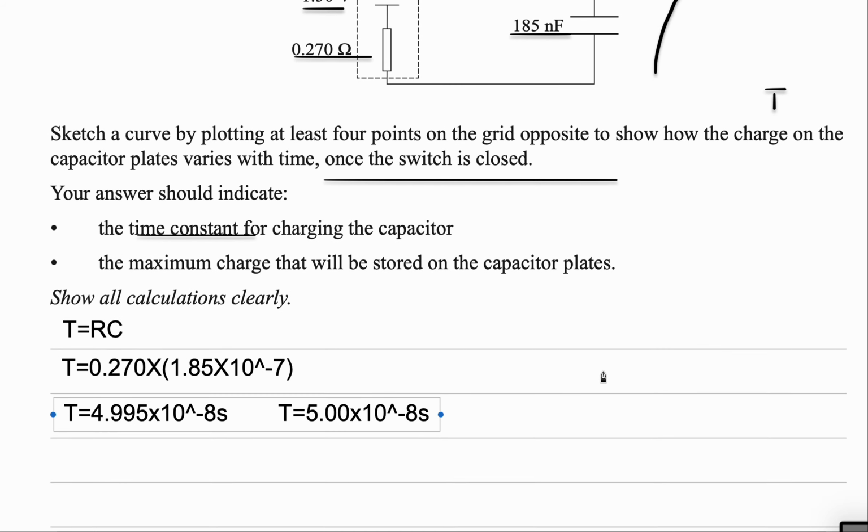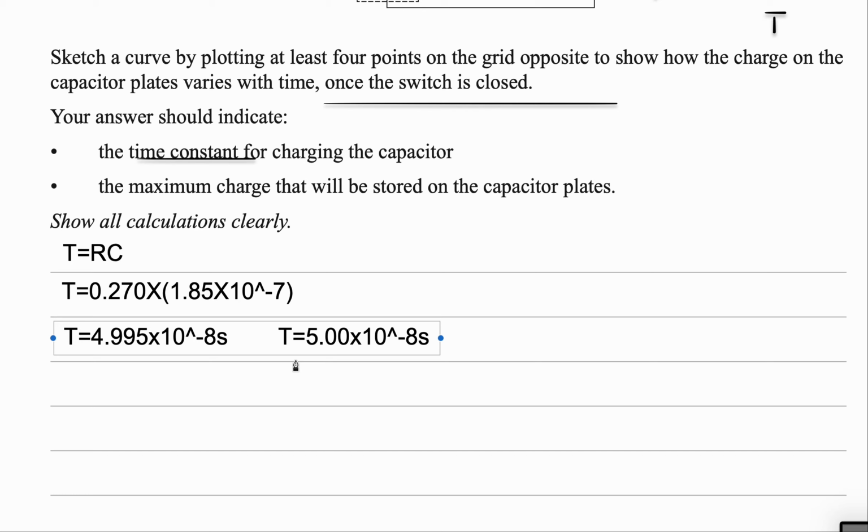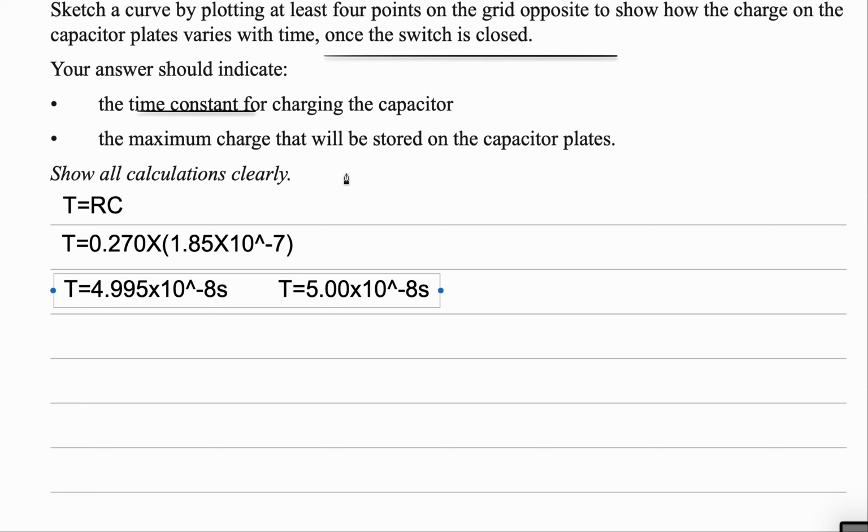So when a capacitor is charging, it charges 63% of its full potential every time constant. So we now know that every 5 times 10 to the power of -8 seconds, the capacitor plates will be charged by an additional 63% of the remaining charge. So that answers the first bit.